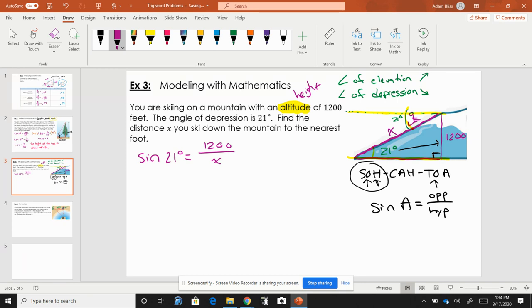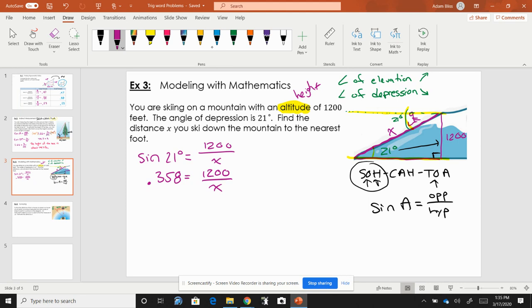So take out your calculator. Sine of 21, I got 0.358. So I'm just going to write 0.358. If you want to round that up to 0.36, I'm okay with that. All right, so now we have to solve that equation. 0.358 equals 1200 divided by x. So 1200 divided by what number is 0.358? So these are a little tricky for some students.